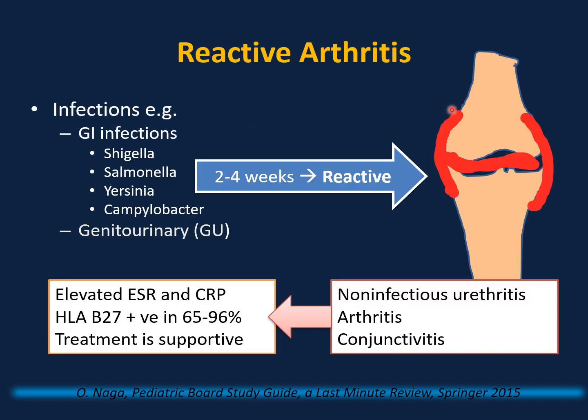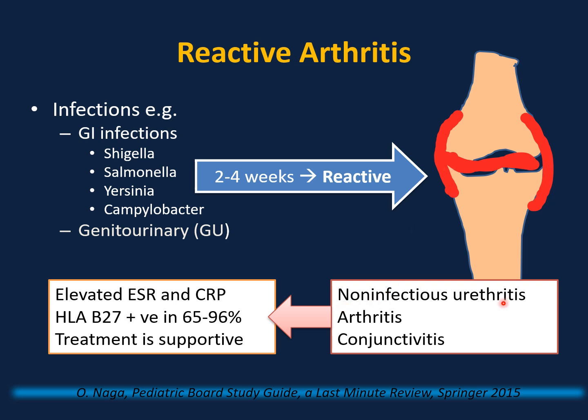Reactive arthritis means inflammation of joints in reaction to past infections, for example, GI infections like Shigella, Salmonella, Yersinia, Campylobacter, or even C. diff. Genitourinary tract infections also can be associated with reactive arthritis. 2 to 4 weeks later, the patient will develop arthritis, typically in the lower extremity or weight-bearing joints. If it's more than one joint, this will make it easy to make the diagnosis faster.